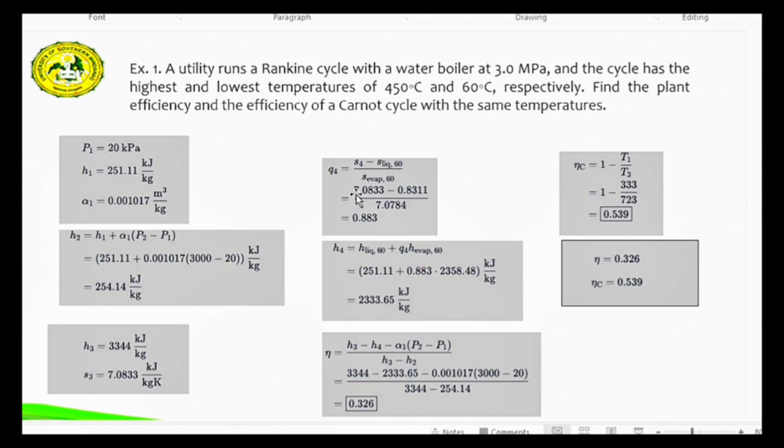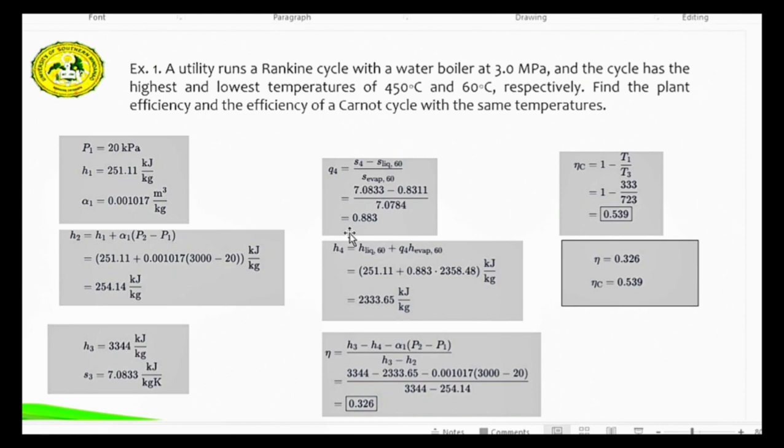We have 7.0833 minus 0.8311 over 7.0784, and we have the quality at state 4, 0.883.